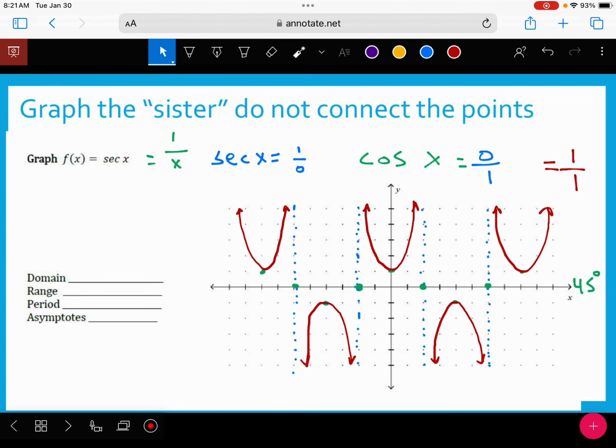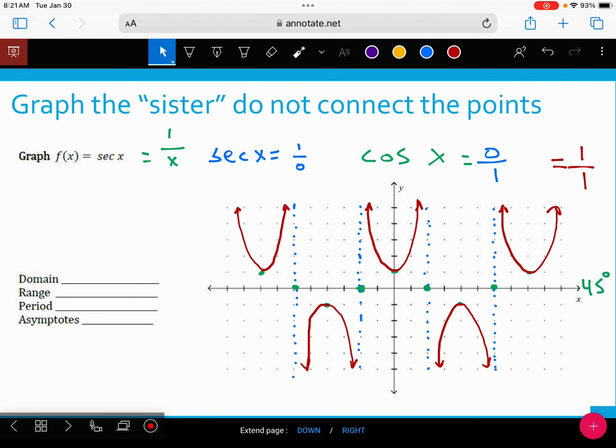So now that we have our parent graph, it's time to talk about domain, range, period, and asymptotes. First things first, let's talk about our asymptotes. Our asymptotes are going to be every time cosine of x equals 0. So here, our asymptote is pi over 2. And the way that we write down that they're repeating on and on forever is x equals pi over 2 plus or minus pi n.